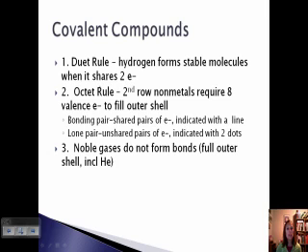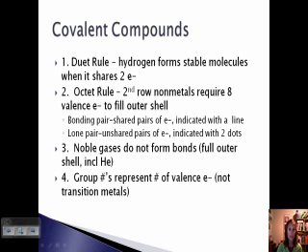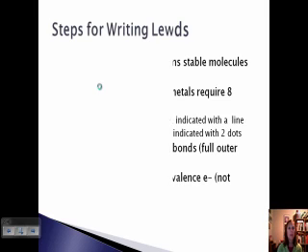Something else to remember is that noble gases do not form bonds because they already have a full outer shell. And so they don't need to form bonds with anything. And like we talked about before, the group numbers represent the number of valence electrons, and we don't use this for transition metals because we're only looking at covalent compounds, which are 2 nonmetals.